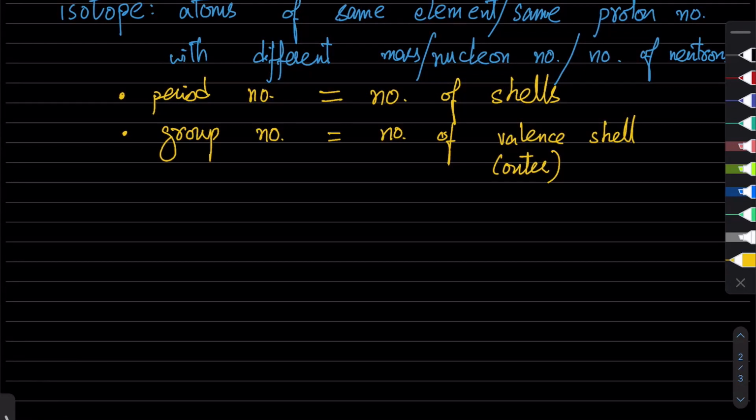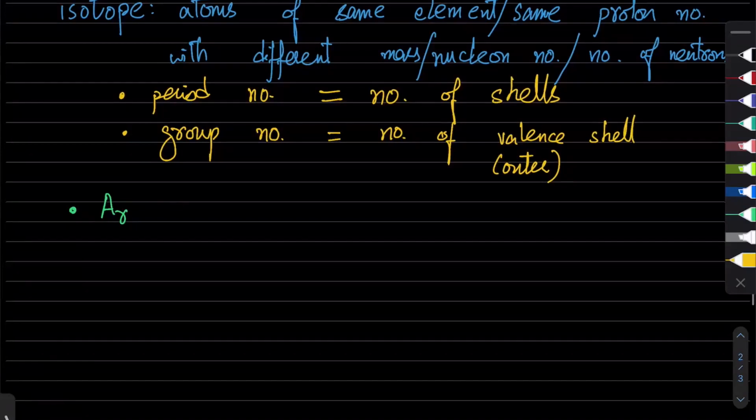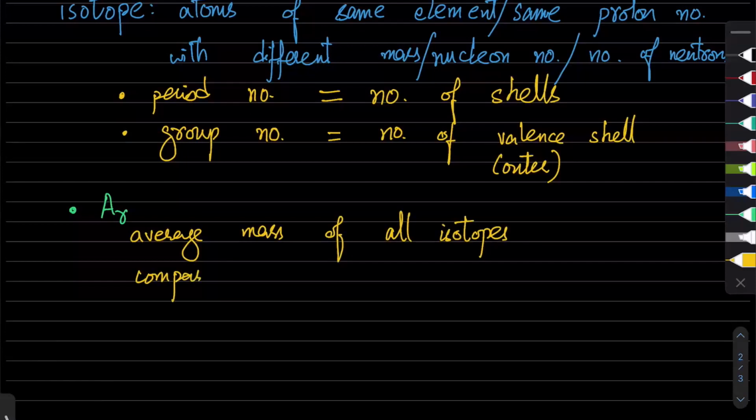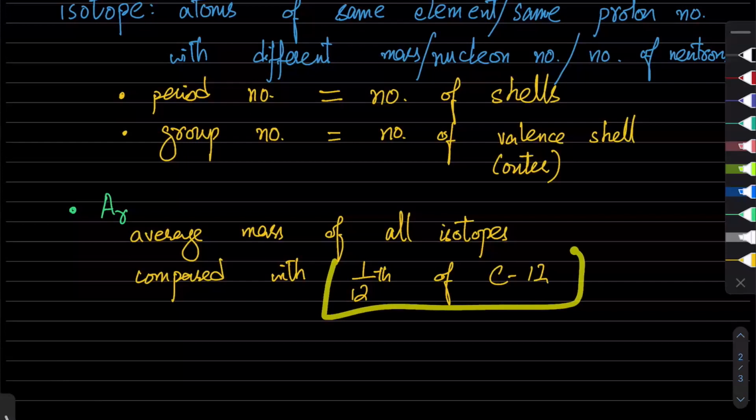The third kind of question that you get in this chapter, and that's the last kind, is finding the AR. Okay, now what is AR? You need to know the definition. It is the average mass of all isotopes compared with 1/12 of carbon 12.